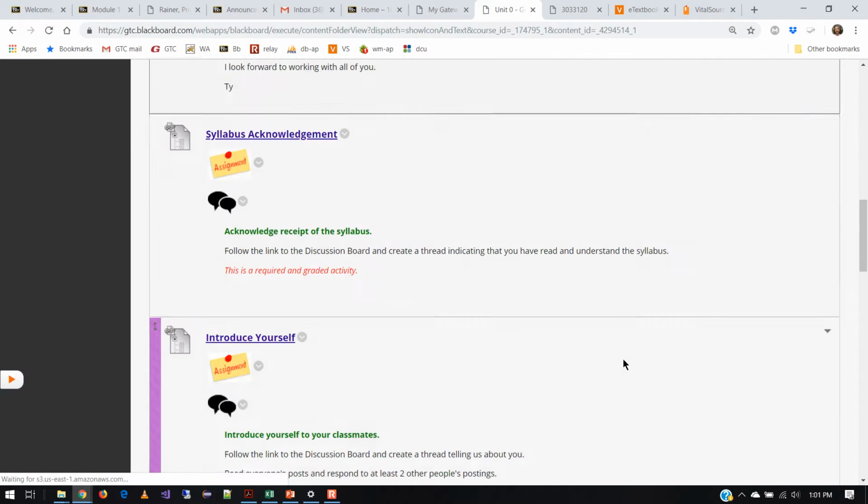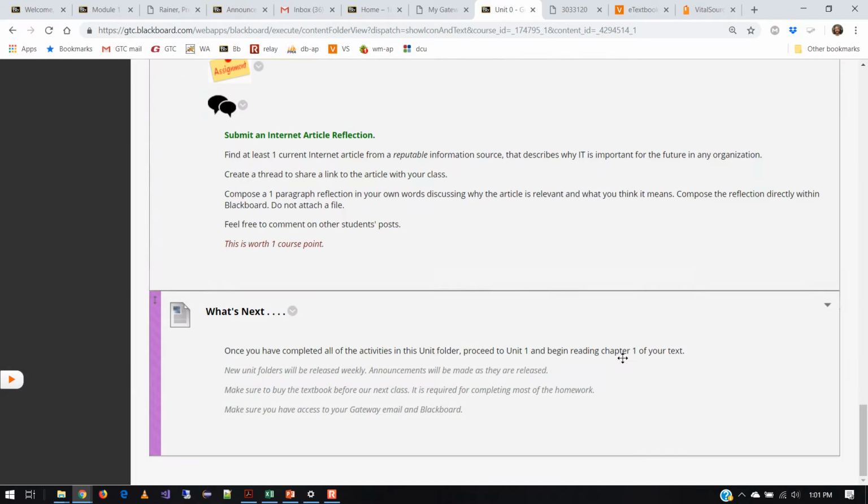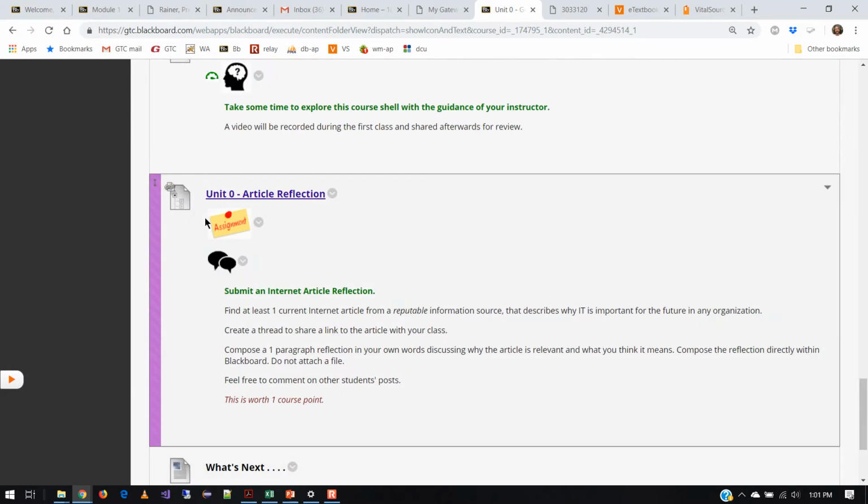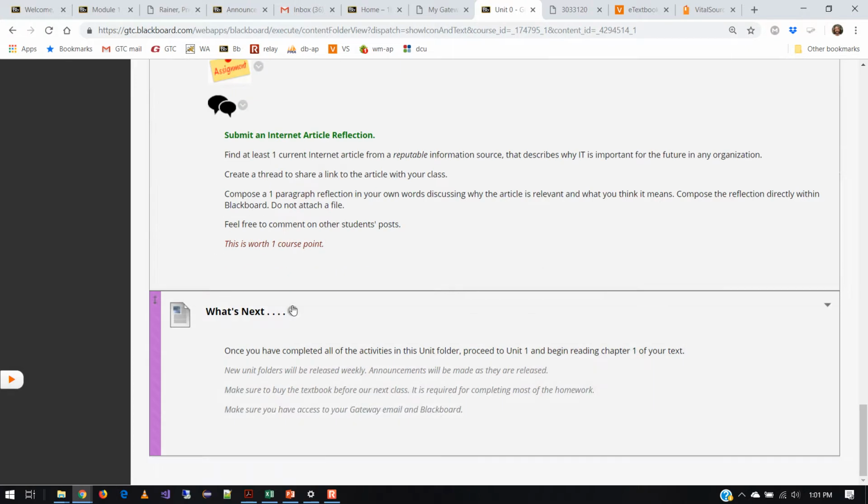But when you get an assignment one, it's got a certain little look. It's got a protractor on it and a pencil or something like that. Mine will always have this little yellow assignment flag on it. And then the link will be colored blue so you know to click on it. I will list the assignment basically in this fashion. So the general thing you're doing is submit an internet article reflection. And then I will detail what it is you need to do to be successful.